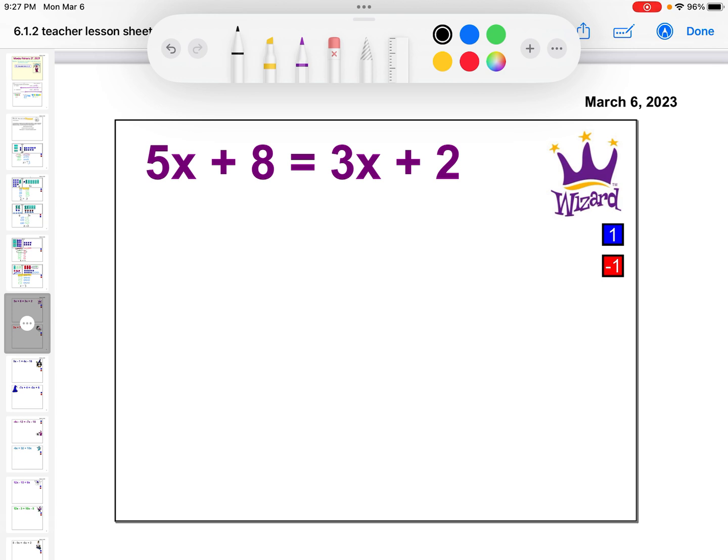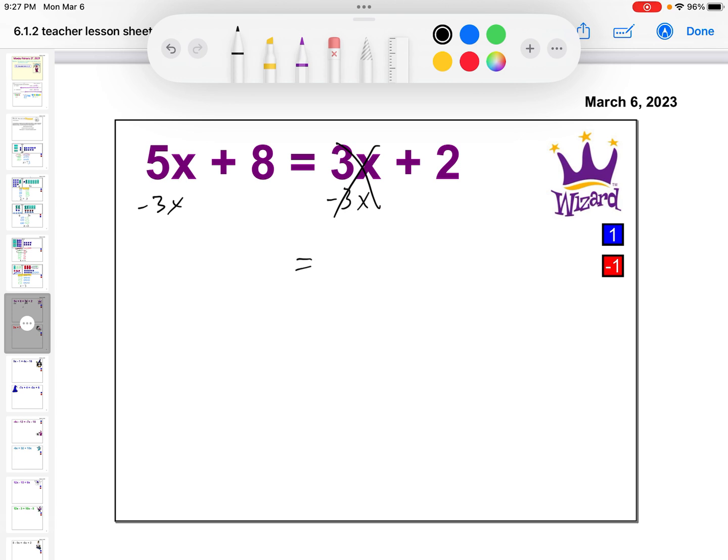I have 5 x tiles on the left side. I have 3 x tiles on the right side. How do I do that? Well, I'm going to cancel my 3 x tiles on the right with 3 x tiles on the left. I'll have a few left over, right? So to do that, what I'm doing is I'm actually eliminating 3 x tiles. I'm having 3 negative x tiles, and I have 3 negative x tiles here. These cancel out to be a 0 pair.